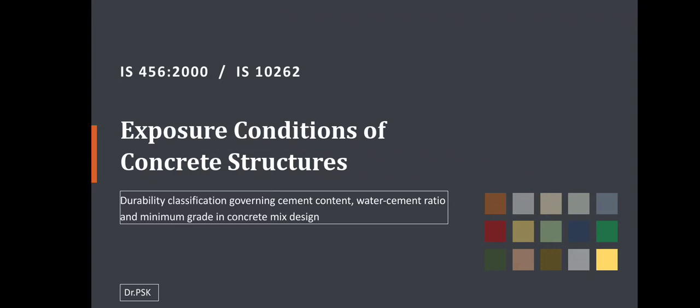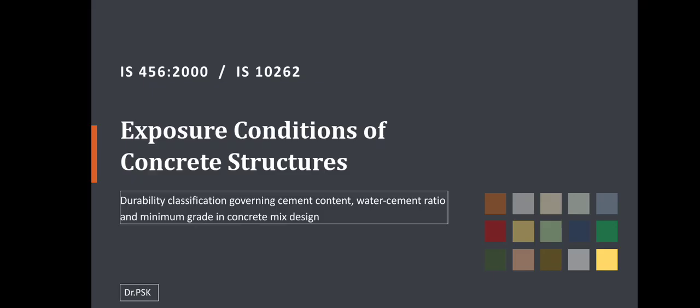Hello everyone. In this presentation, we are going to discuss an important topic in concrete technology, exposure conditions of concrete structures as per IS 456-2000 and IS 10262. Before designing a concrete mix, the first decision we must take is to identify the exposure condition of the structure.